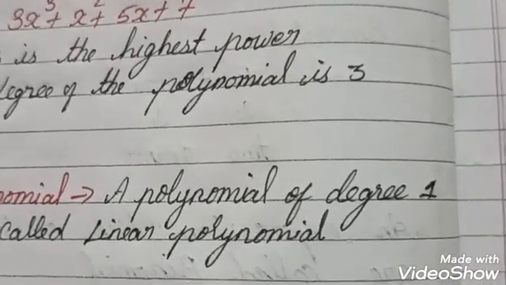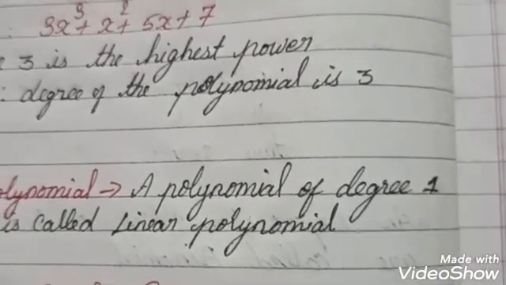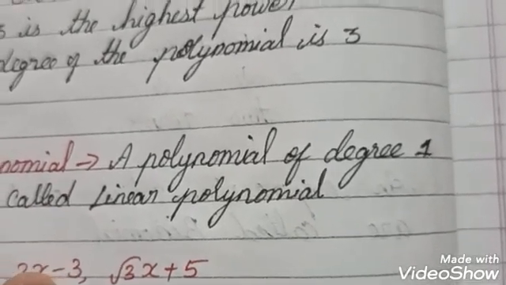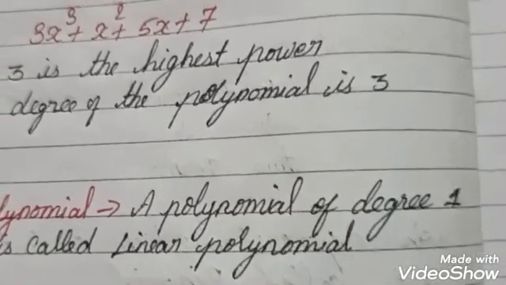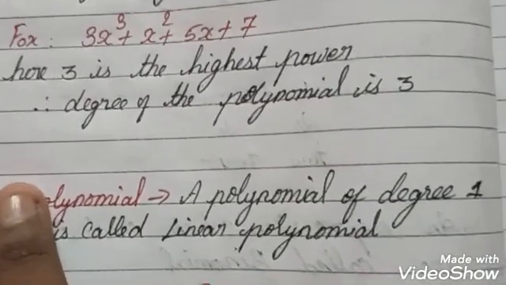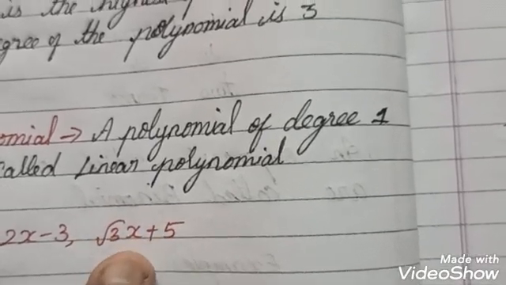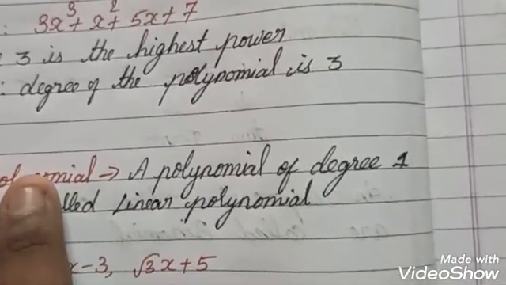Here you have to see 2x minus 3. Here there are 2 terms, but the power of x is 1. So this is the highest power, so the degree of this expression is 1. Degree 1 means it is a linear polynomial. In the same way, root 3x plus 5, here the degree is 1, so we say it is a linear polynomial.